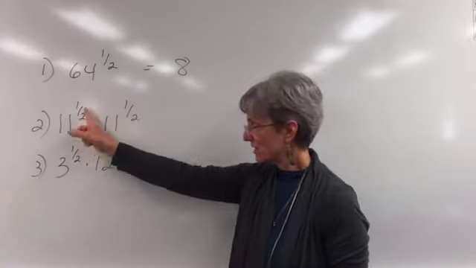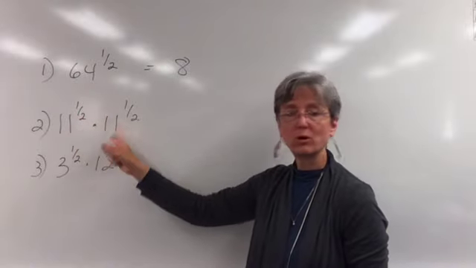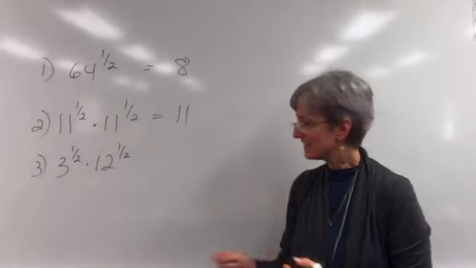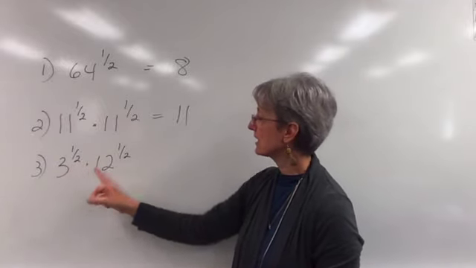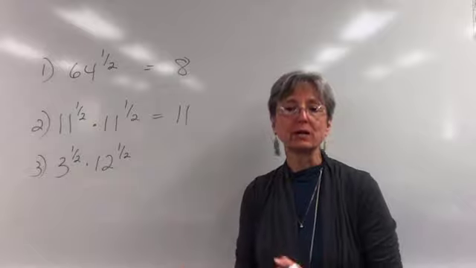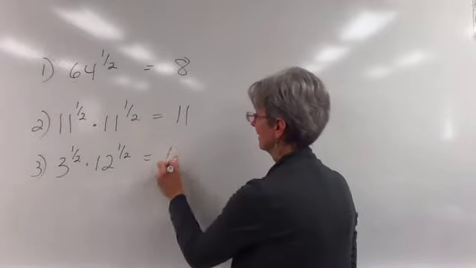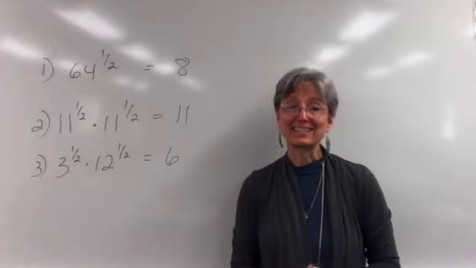And this is the same as the square root of 11 times the square root of 11. This is 11. And this is the same as the square root of 3 times the square root of 12. 3 times 12 is 36, so the square root of 36 is 6. That's how to simplify those.